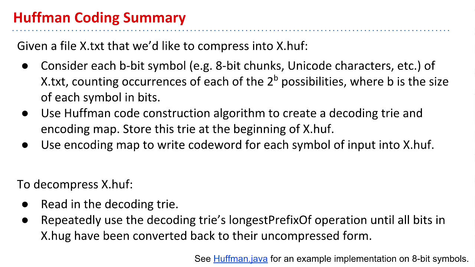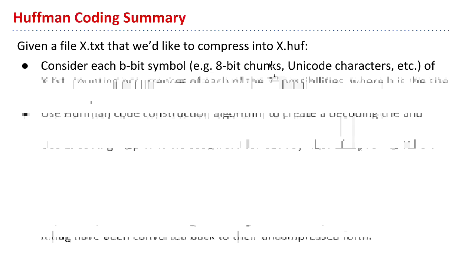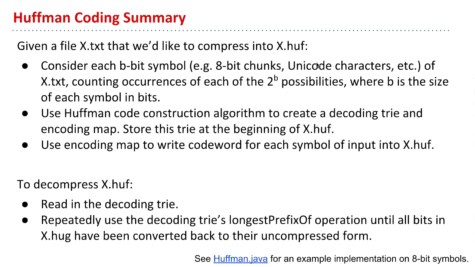So this is the approach, right? Given each file that we want to compress into, let's say, x.huff, okay? It's not .zip, it's .huff, it's something else. So what we'll do is consider each b-bit symbol. That could be 8-bit chunks, it could be Unicode characters, like Chinese characters, or whatever. And when I say 8-bit chunks, I mean you take any arbitrary file, doesn't matter what it is, and you break it into 8-bit chunks, and you call each of those a different symbol, okay? Then you count the occurrences of each of the 2 to the b possibilities. So if we're talking about 16-bit Unicode, your alphabet, your encoding map, could be as large as 2 to the b possibilities. And as I mentioned, b is just the size of each symbol in bits. Because each of those Chinese characters, or each of those English characters, is also just some bits.